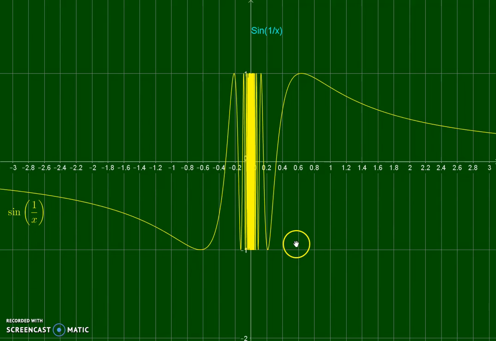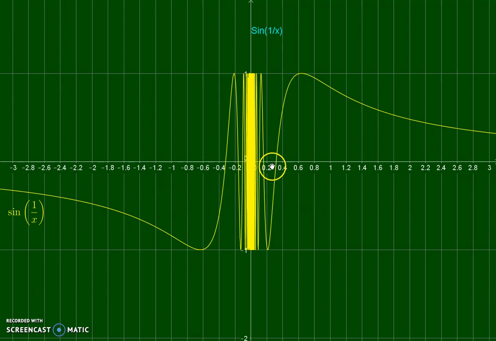Well, 1 over 1 is just 1, and 1 over 2 is 1/2. So what we have is a distance from here to here on the x-axis for sine to travel 1/2 a unit, or 1/2 radian. Now let's take a look at the interval as we go closer in.